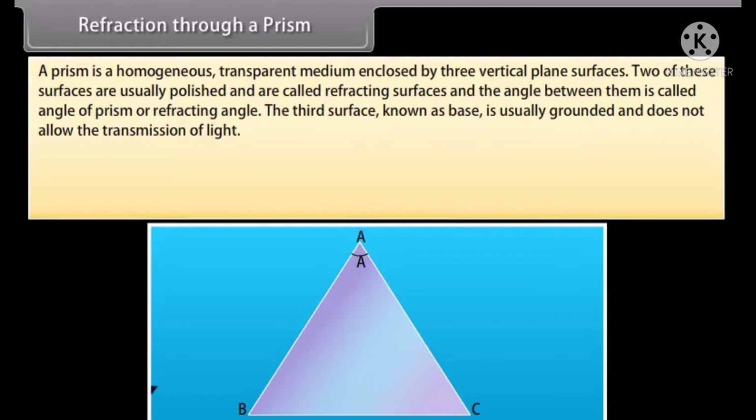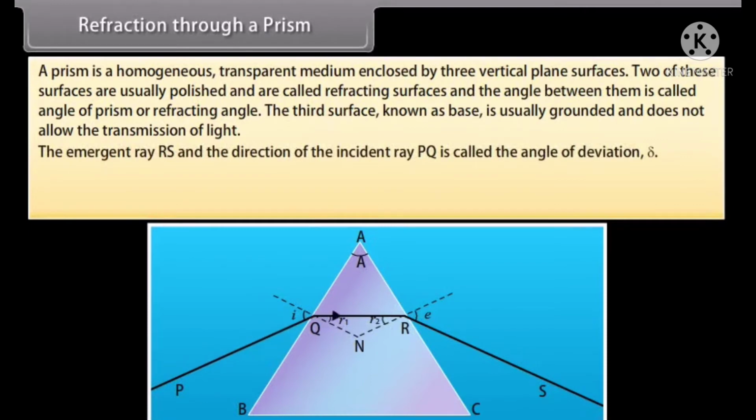Let us consider the passage of a monochromatic light ray PQ through the glass prism ABC. At surface AB, when the ray enters the glass at angle of incidence i, it bends towards the normal at Q at angle of refraction r1 and strikes the surface AC at R. The angle of incidence at surface AC is r2, and the ray emerges into air, making an angle e with the normal at R. The angle between the emergent ray RS and the direction of the incident ray PQ is called the angle of deviation delta.